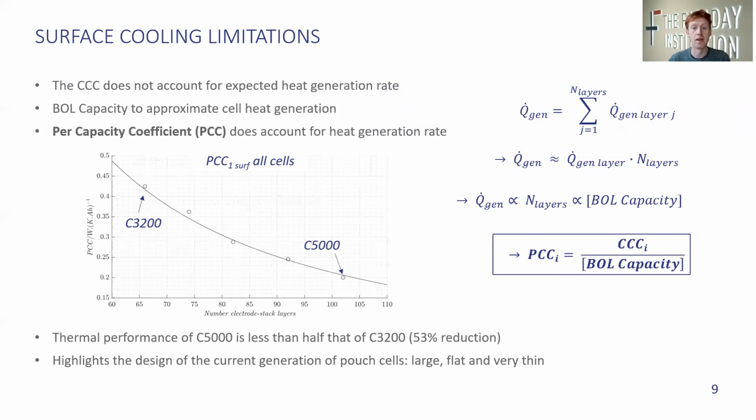This highlights the reasons behind the current generation of lithium-ion pouch cell design. We cannot have thicker cells, which would lead to better battery pack energy density, because we are unable to cool them effectively, and we're stuck with large, flat, and very thin pouch cells until we stop surface cooling in battery packs.